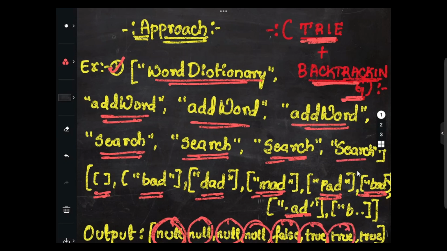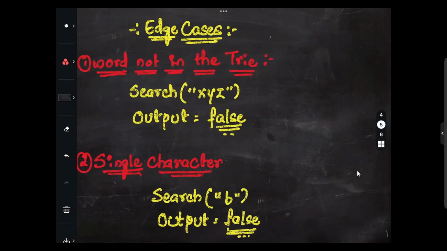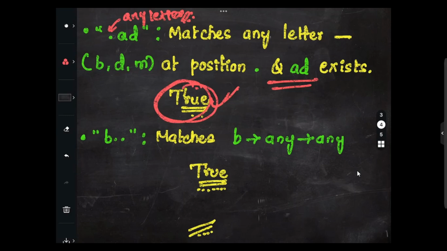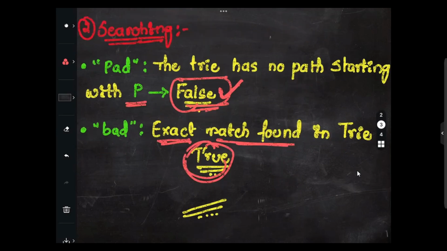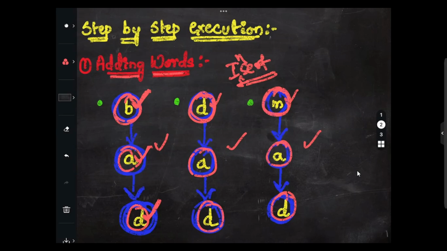So this is fine. The final one is search of B double dot we have, right? So B is the first character, and then double dot. This dot matches any character. In the inserted words, the word that starts with B is bad. So double dot we have.